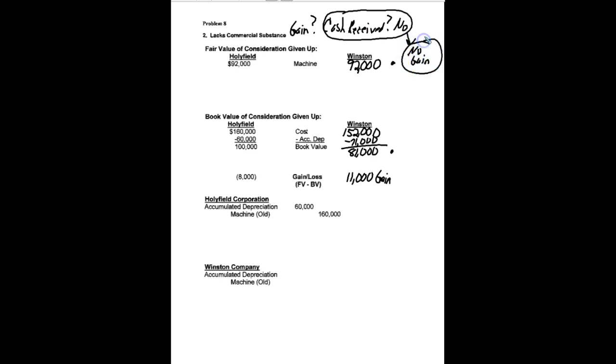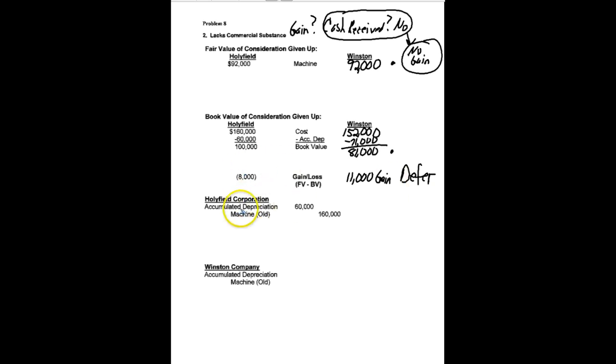So that's just the rules. When there is a gain and it lacks commercial substance, then it depends. If no cash is received, we don't report it. So we are going to defer recognizing that gain till the future. Okay, well, let's go through the journal entry.